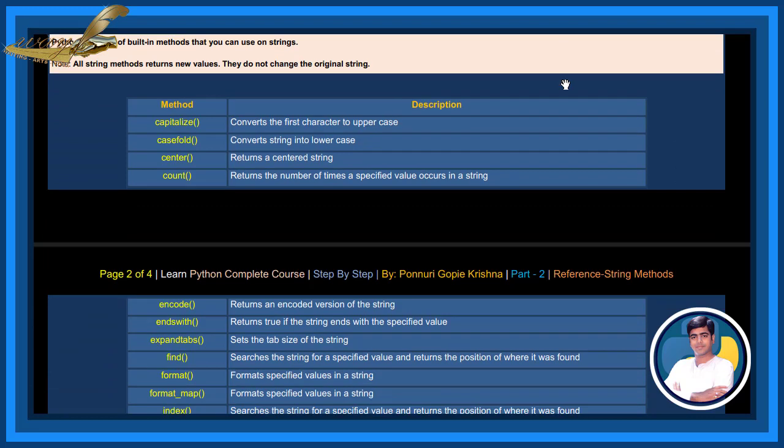Capitalize method converts the first character to uppercase. Casefold method converts string into lowercase. Center method returns a centered string. Count method returns the number of times a specified value occurs in a string.